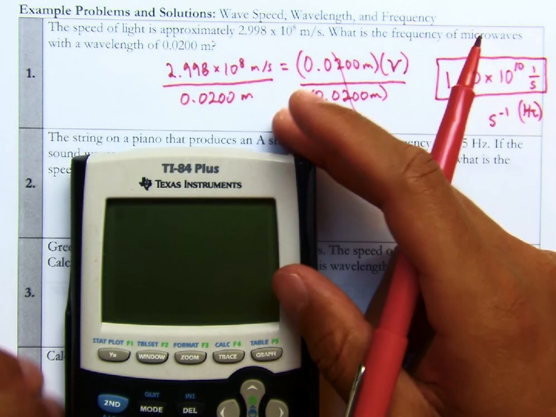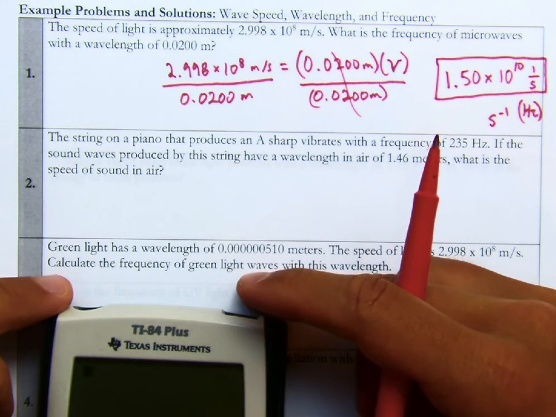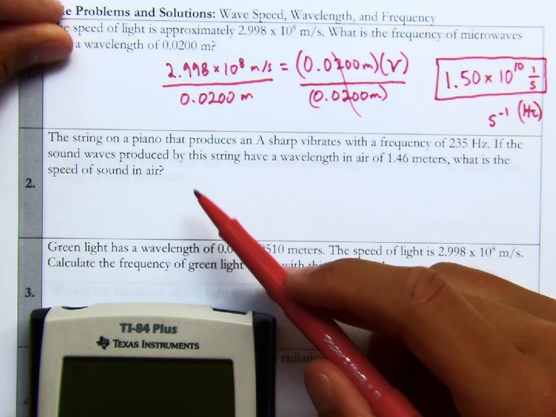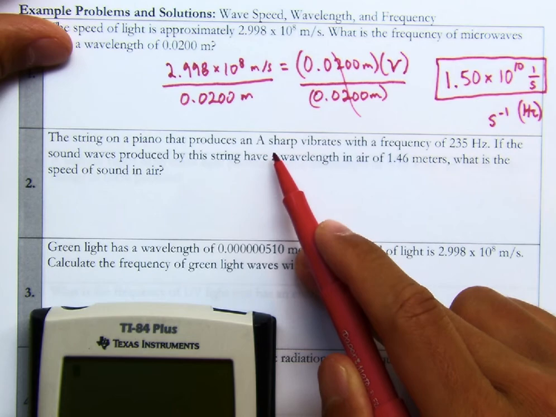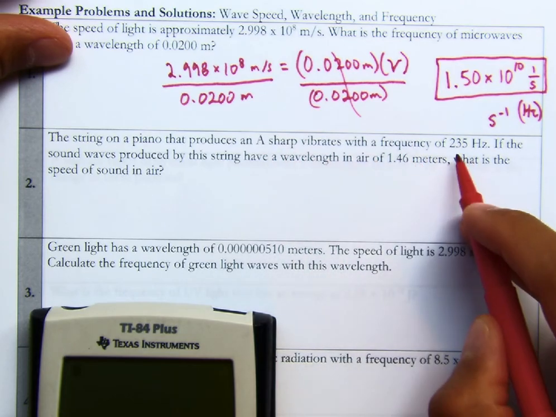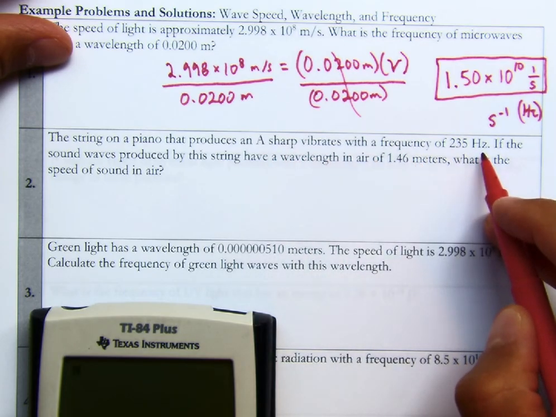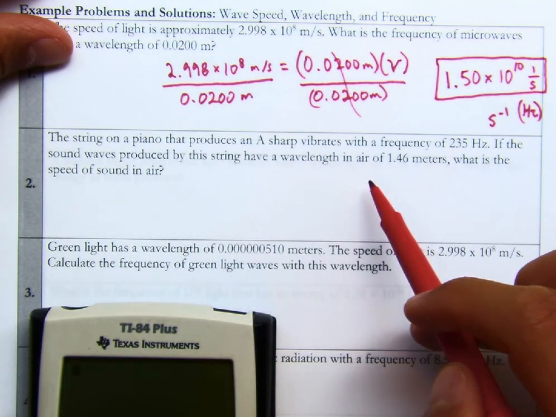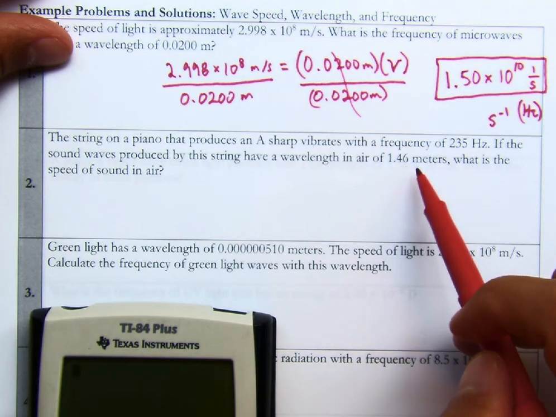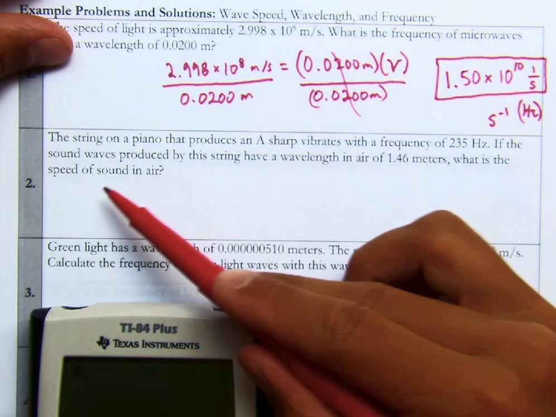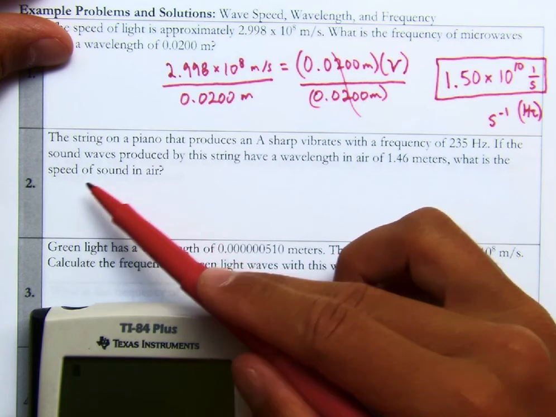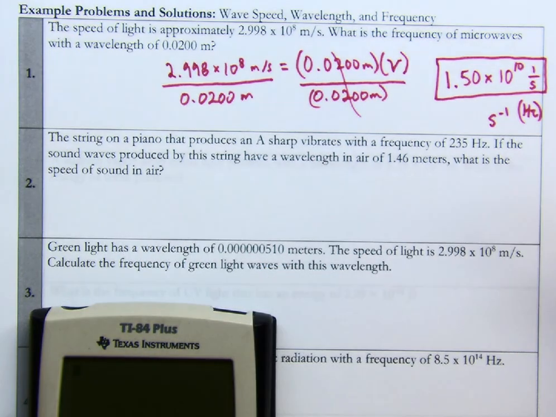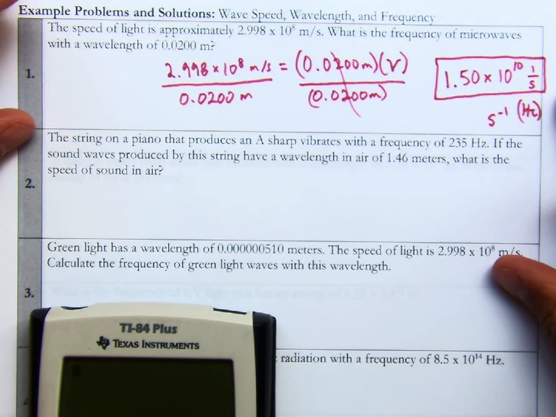Okay, so let's try this next one. It says, the string on a piano that produces an A sharp vibrates with the frequency of 235 hertz. If the sound waves produced by this string have a wavelength in air of 1.46 meters, what is the speed of sound in air? So this problem, it's not electromagnetic radiation. It is a sound wave.